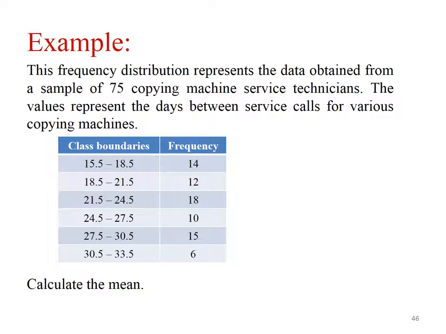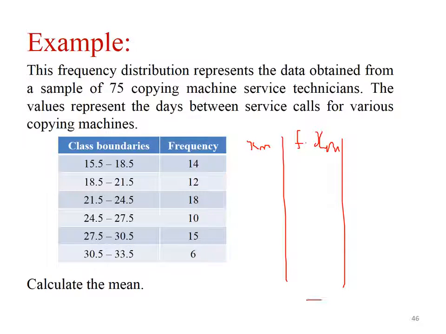Alright, so this is the example. Maybe you can try it yourself. It is a similar type of example: they give the frequency, so you have to generate a new column for the midpoint, and the last one for the product of f into xm.